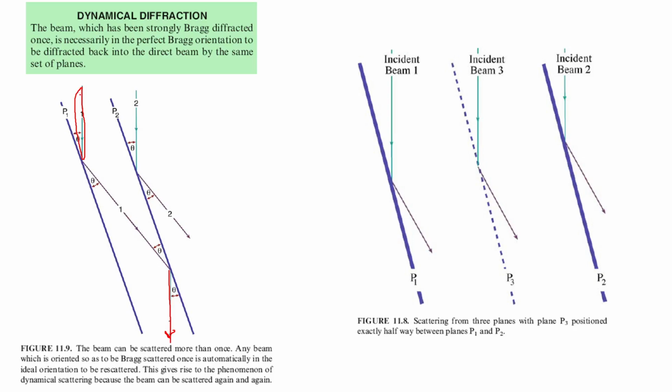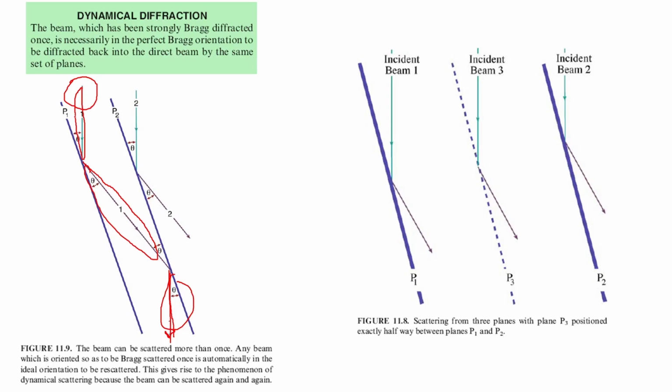Like initially, incident beam 1 was coming in this direction and it was being diffracted by this plane P1, and it was completely Bragg diffracted. So then this was this diffracted beam, this one. When this diffracted beam hit the other plane P2, it gets reflected back and follows a similar path to the initial incident beam, this one. So now this diffracted beam is just parallel to your incident beam.